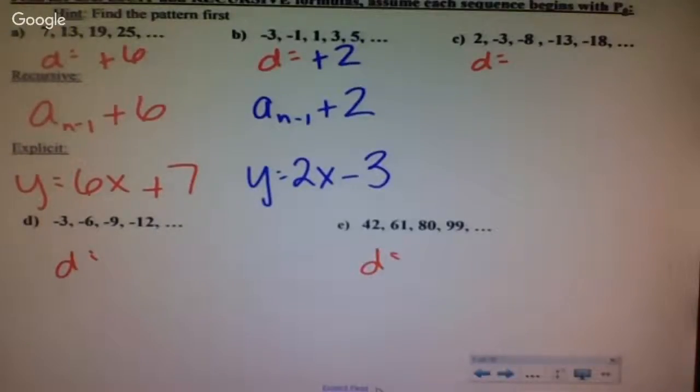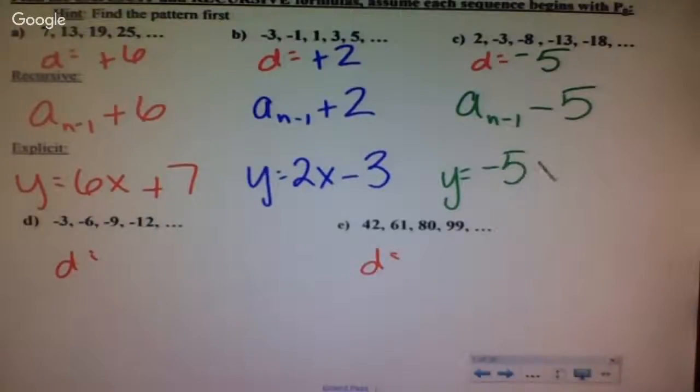Okay? C. Minus 5. So every time we take the previous number and we subtract off 5. So explicitly, this becomes y equals -5x, and I started at positive 2. You're starting to see the pattern here. You've got to tell it where to start, and you've got to tell it what to increase or decrease by every time.